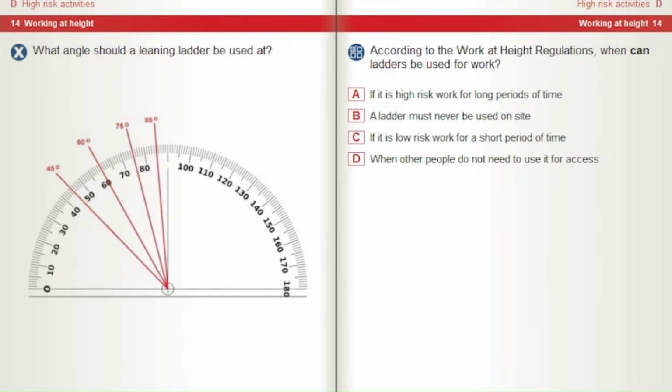According to the work at height regulations, when can ladders be used for work? If it is high-risk work for long periods of time. A ladder must never be used on site. If it is low-risk work for a short period of time. When other people do not need to use it for access.